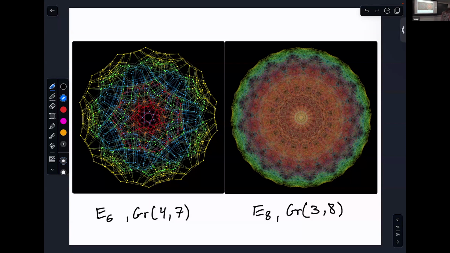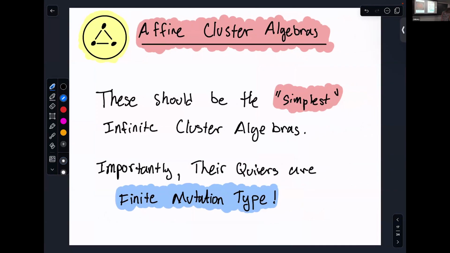Okay, so that's finite cluster algebras. Affine cluster algebras, well, I'll give you some definition of what an affine cluster algebra is, but really what it should be is the simplest cluster algebra that's not finite.